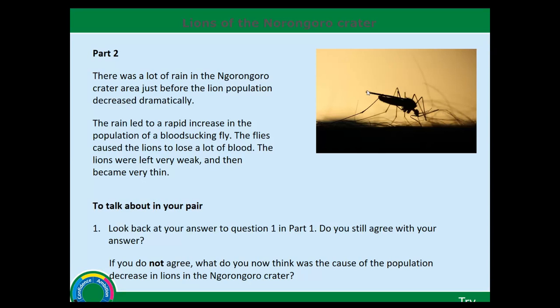However, let's look at part two of the story. There was a lot of rain in the Ngorongoro crater area just before the lion population decreased dramatically. The rain led to a rapid increase in the population of a blood-sucking fly. The flies caused the lions to lose a lot of blood. The lions were left very weak and then became very thin. So they were weak and thin. How would that affect a lion? Pause the video and talk about this with your family.